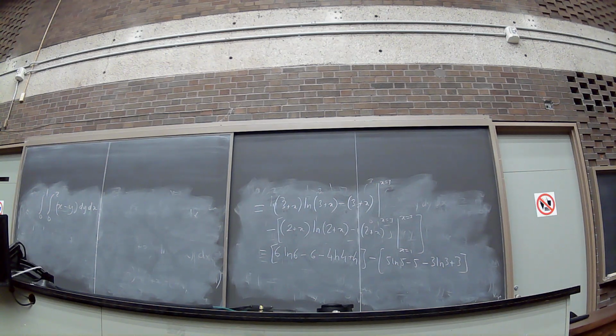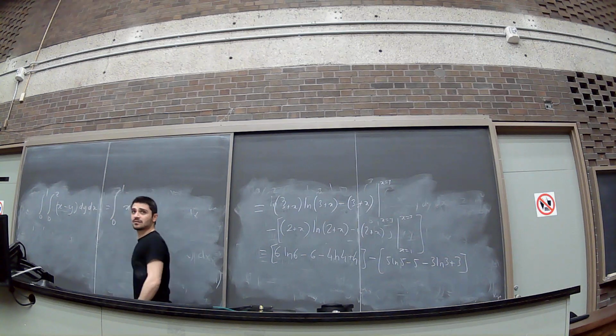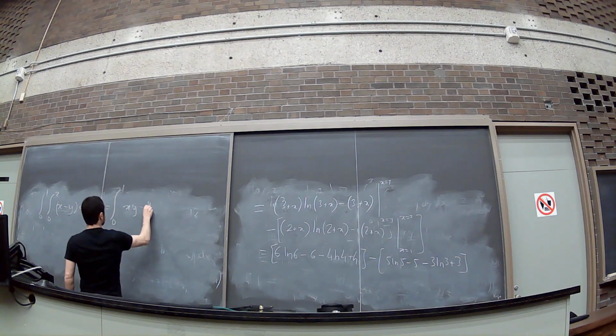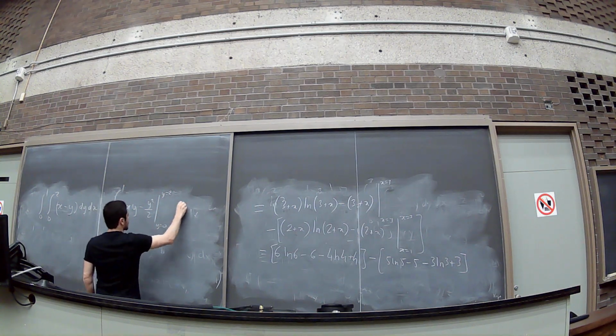Y is variable, and x is constant. Okay, great. So how do I integrate x minus y with respect to y? It's just xy, right? Minus y squared over 2. From y is equal to 0 to y is equal to 2, dx.